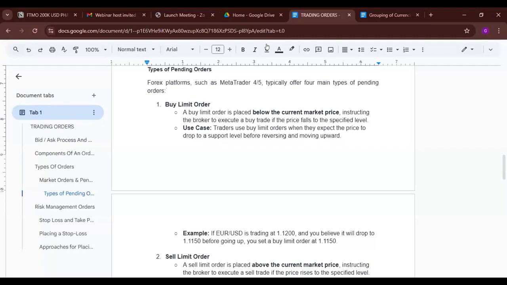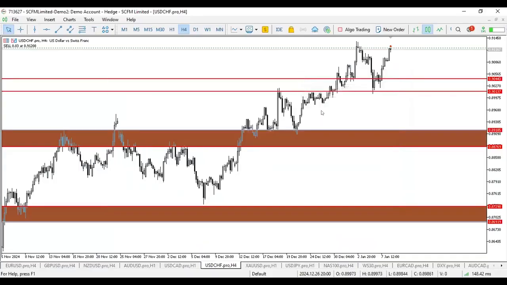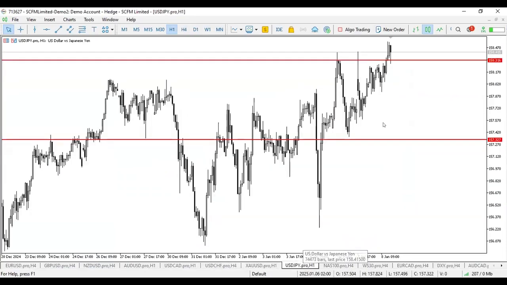So as I've said, it's placed below the current market price, instructing the broker to execute a buy trade if the price falls to the specified level. For example, if we look at what you have on the charts, this is on USD CHF. Maybe let's take a different pair. Now, this is USD JPY, the dollar against the Japanese yen.